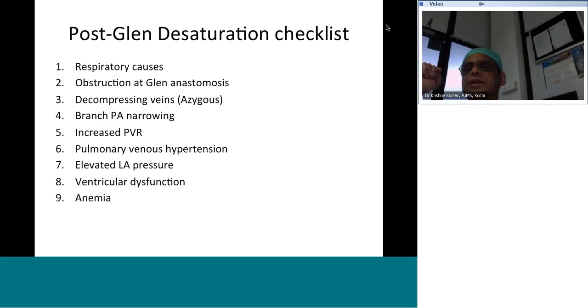Has anyone thought of why you have this? PA flow is dependent on the cardiac output. No, that's not the most obvious answer. The correct answer: why should anemia produce it? Basically, it increases tissue extraction of oxygen.